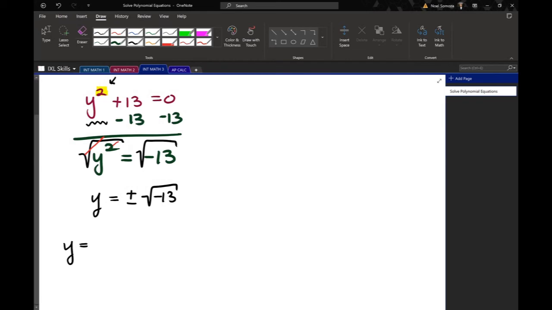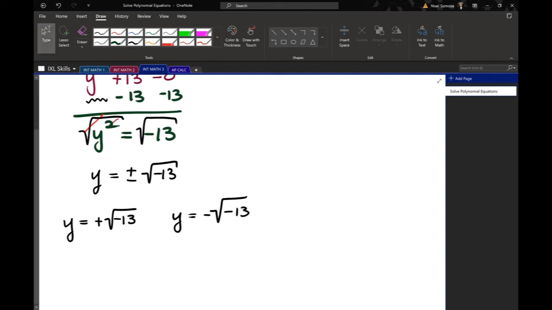We can split this up and say y is equal to the positive root of negative 13, and the other y is equal to the negative root of negative 13. Now, one last thing before we finish: anytime you have the square root of a negative value, this becomes i.